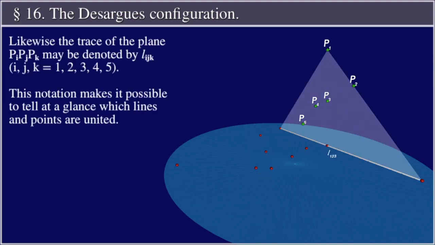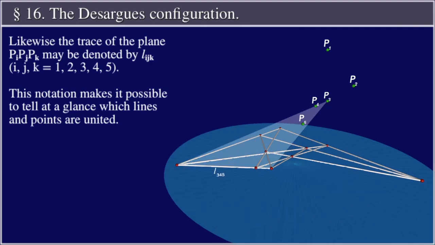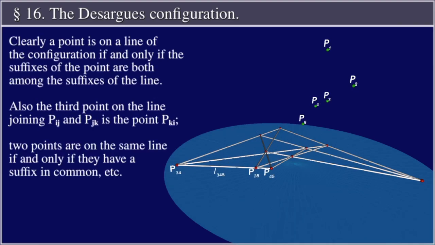Likewise, the trace of the plane Pi, Pj, Pk may be denoted by L, ijk, where i, j, and k equals 1, 2, 3, 4, 5. This notation makes it possible to tell at a glance which lines and points are united. Clearly, a point is on a line of the configuration if and only if the suffixes of the point are both among the suffixes of the line. Also, the third point on the line joining Pij and Pjk is the point Pki. Two points are on the same line if and only if they have a suffix in common, etc.